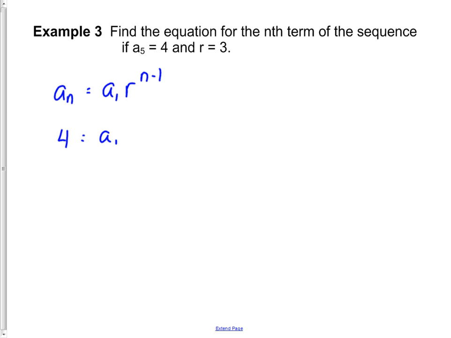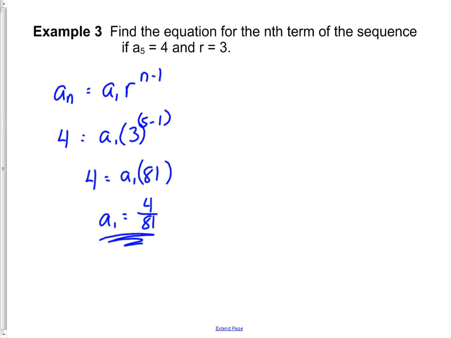And then we have r, the common ratio, is 3 to the n minus 1 power. Well, the n value in this case was the 5th term. So that's raised to the 5 minus 1 power. So 4 equals a sub 1 times 3 to the 4th power. 3 to the 4th power would be 81. So if I divide both sides by 81, the first term of this sequence is going to be 4 over 81.